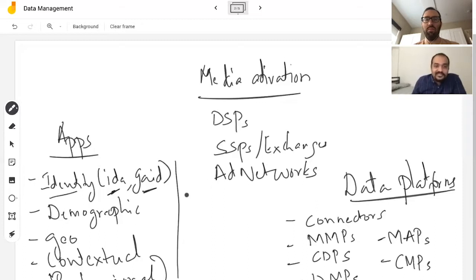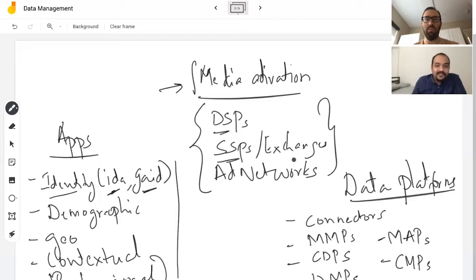But today's whole topic is about how you use this when you want to do some sort of media activation. That's primarily what we are looking at. When we talk about media activation, you would be using one of these three sources, right? You use either DSPs, you work with SSPs or exchanges, you use ad networks, and lastly, you probably use a bunch of social channels for your marketing campaigns.